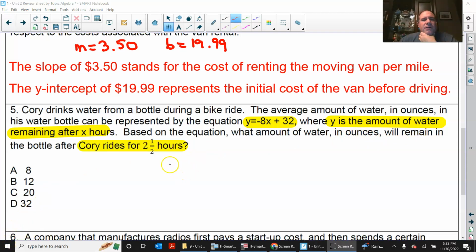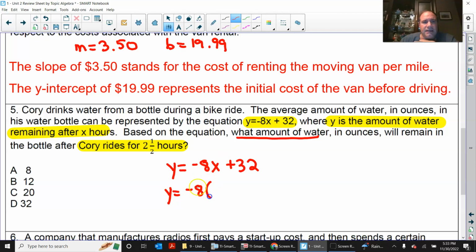So, very interesting question, and I'm going to start off with y equals negative 8x plus 32. And if y is the amount of water remaining after x hours, they want to find out what amount of water in ounces will remain in the bottle after Corey rides for 2.5 hours. So the x represents the amount he's riding in hours. So what I'm going to have to do is just substitute into this equation, and instead of x, I'm just going to put 2.5.